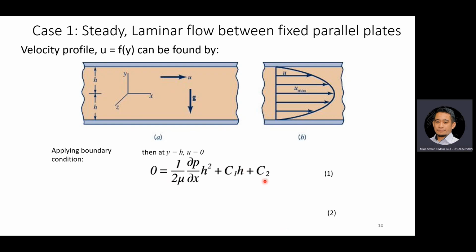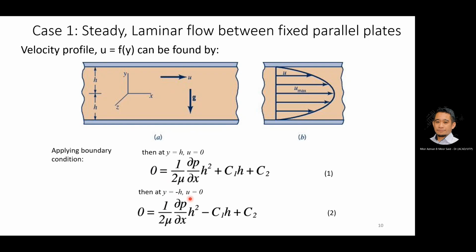So we have this expression here: C1 h plus C2. Then you apply another boundary condition, at the lower plate, which is at y equal to negative h. At y equal to negative h, u equals 0. So you apply that. Now you have two equations with two variables, and we can solve for the variables C1 and C2.